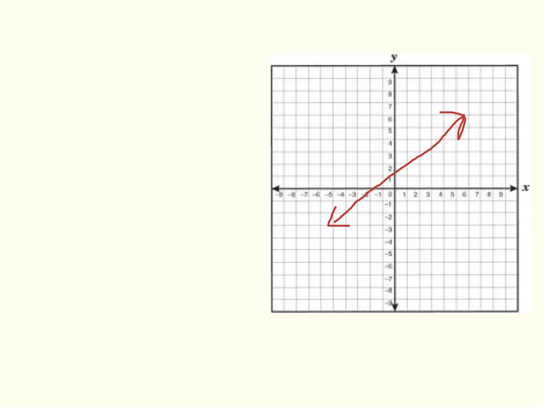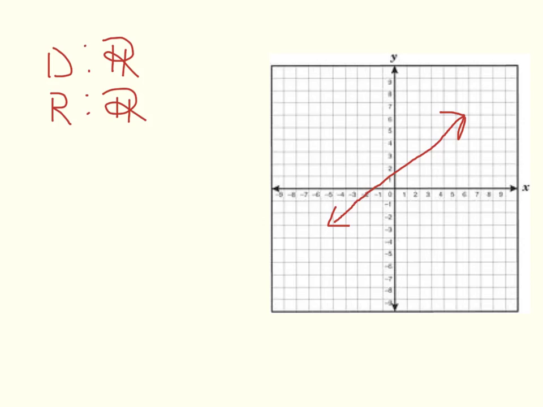Using inequality notation, you would say that the domain of this line is all real numbers. Now you could use that symbol or you could write out all real numbers. You would also say that the range is all real numbers. And the reason for this is because it is going infinitely in the leftward and downward direction and infinitely in the upward and rightward direction.